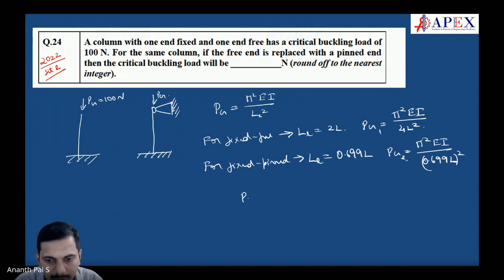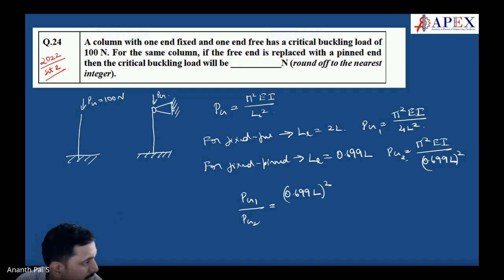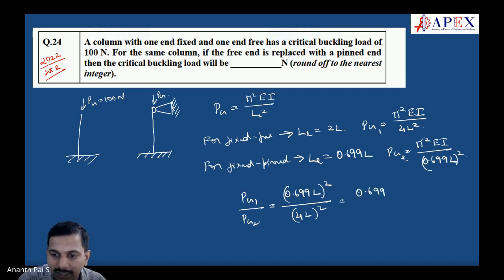P critical 1 is equal to 100 Newton, right? P critical 1 by P critical 2 would be equal to 0.699 L the whole square divided by 4L the whole square, or this is equal to 0.699 square divided by, not 4L, sorry, by 4. So you get it. Correct. Huh? How come 800 is correct?